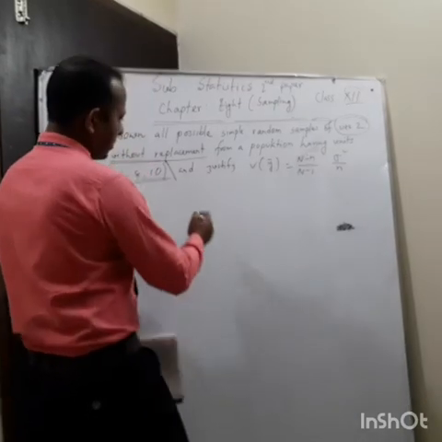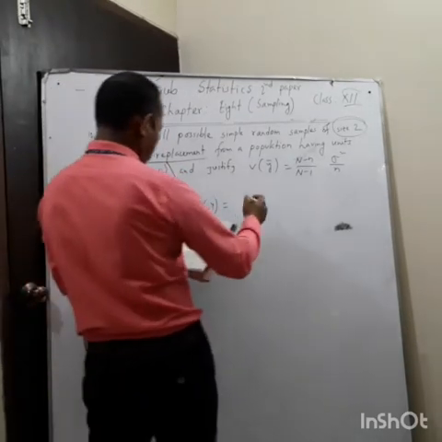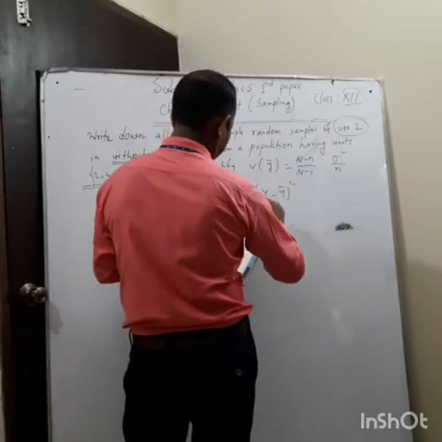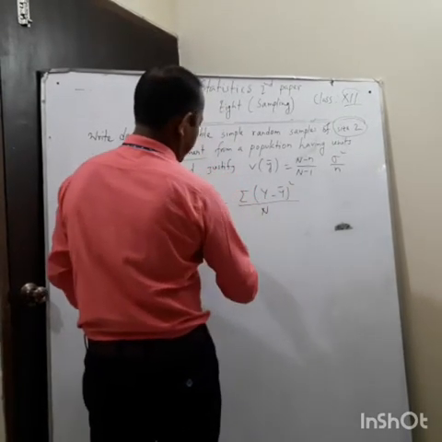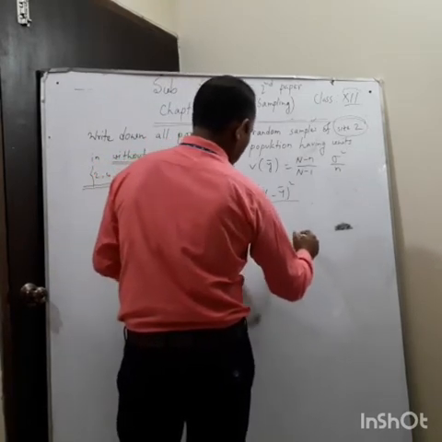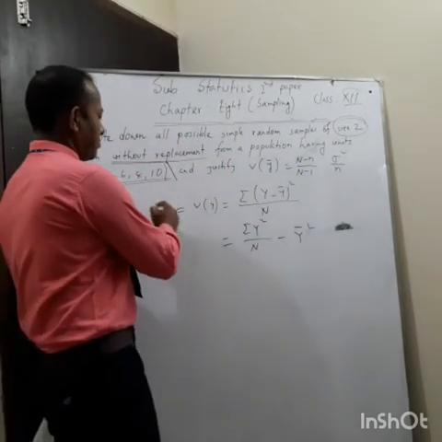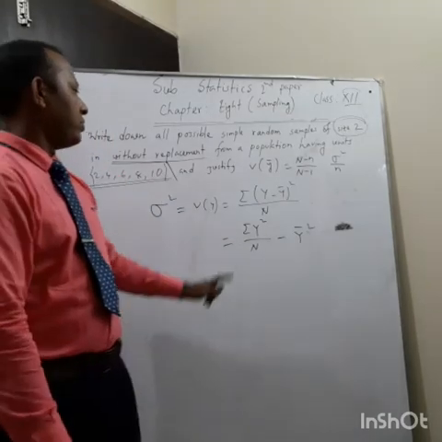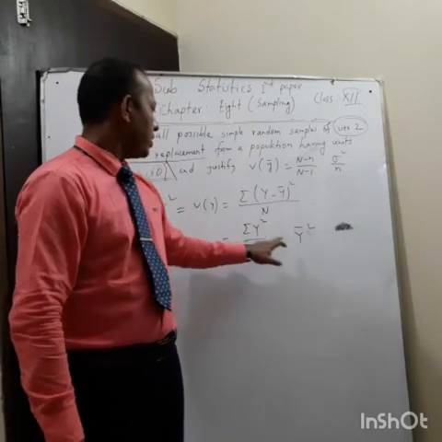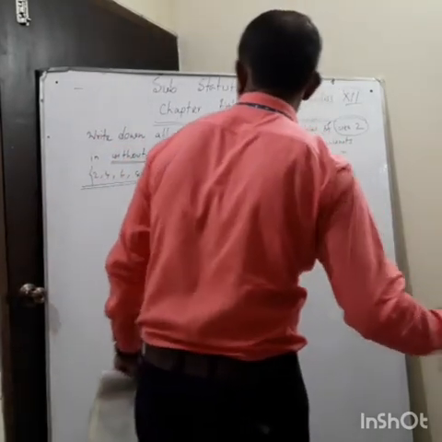First of all, variance of y equals summation (y minus y bar) whole square divided by n, and this is summation y square divided by n minus y bar square. To determine the variance, that is sigma square, we have to know this. So firstly, we must determine y bar and the sum of y square. So let's start the solution.